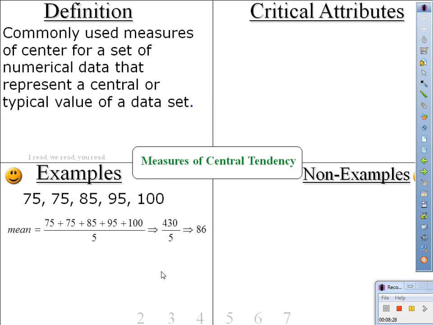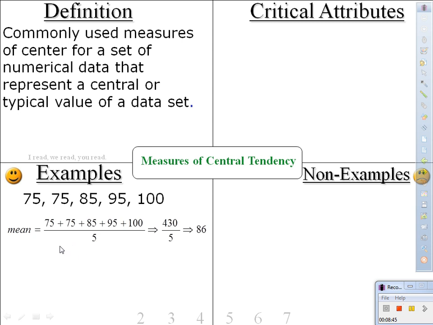The mean. Who got 86? 86 right there. 75 plus 75 plus 85, 95, 100, that's 430. Divided by 5, that's 86. Okay. Next, the median.